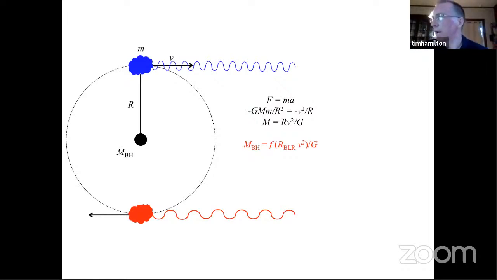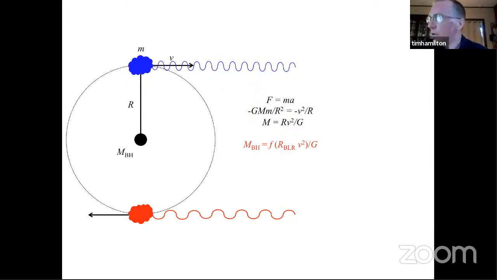Okay, now, how do we measure that with what we can observe? We don't have direct access to the radius nor to the velocity of the clouds, but we can get them indirectly. If we can measure the radius of the broad line region where all the clouds are, and if we can measure the velocity from the Doppler shifting, then we can get the mass of the black hole if we account for the fact that this simple model may not really be true.